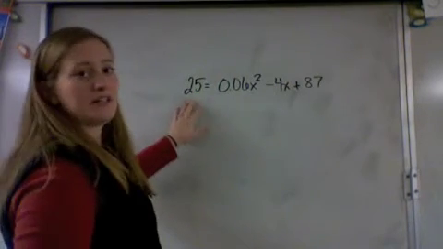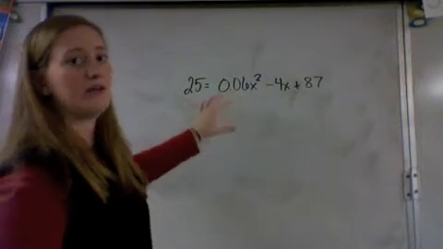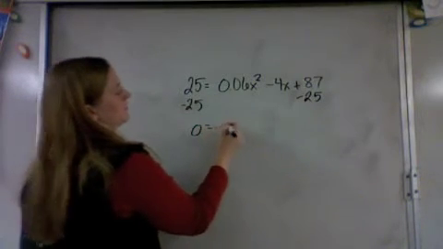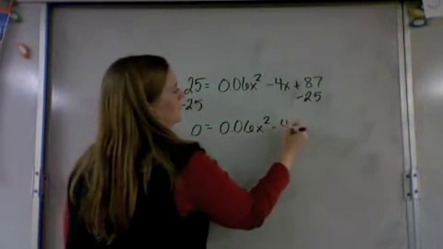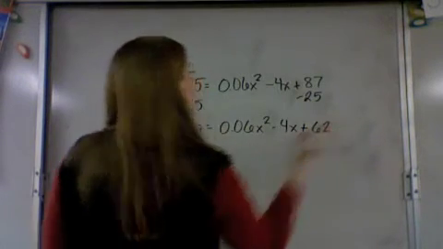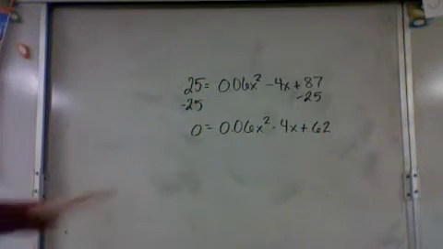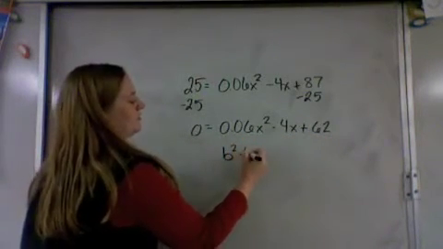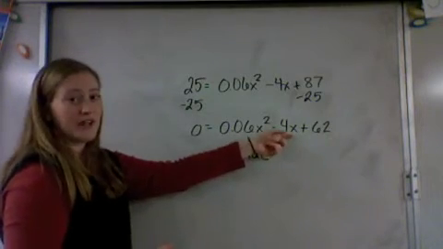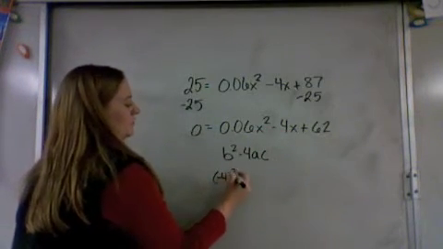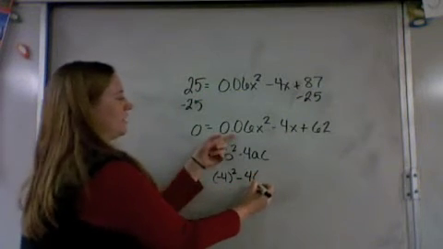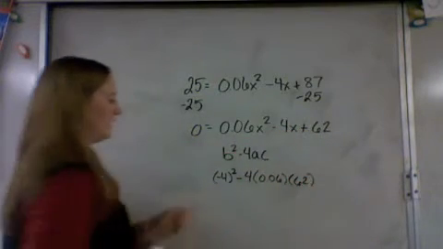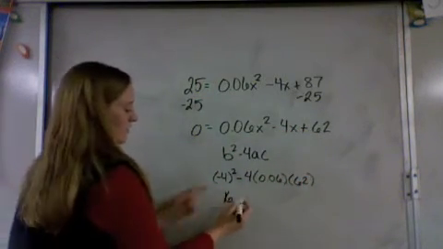Remember that we need to make sure we set it equal to 0 first, so we have an a, b, and c value that are accurate. So I'm going to subtract 25 on both sides of the equation. And there we go. Now that I have an a, b, and c value, I can plug them into the discriminant formula, which is b squared minus 4ac. The b value is -4, so this is going to be -4 squared minus 4 times a, which is 0.06, times c, which is 62. Okay, and I did this math already. 16 is our value here, we know.